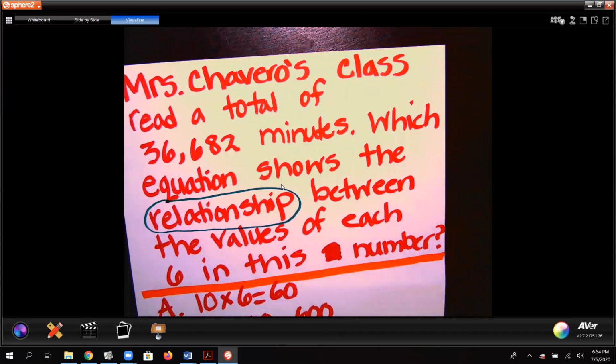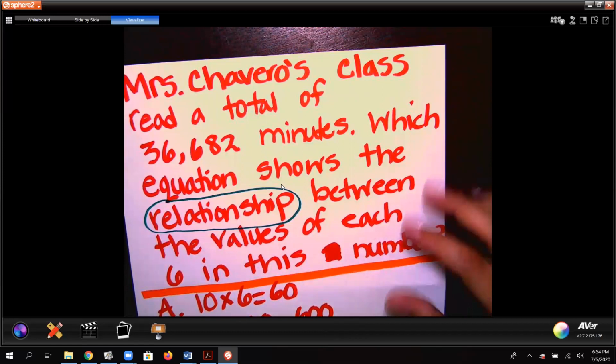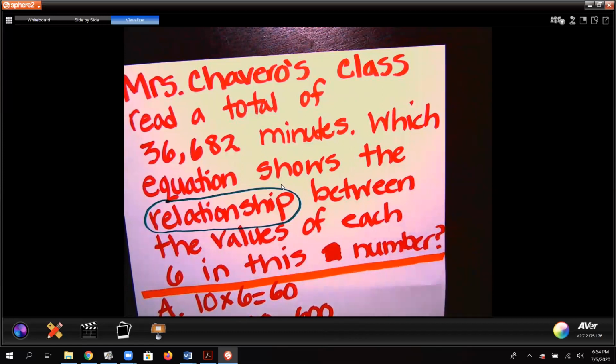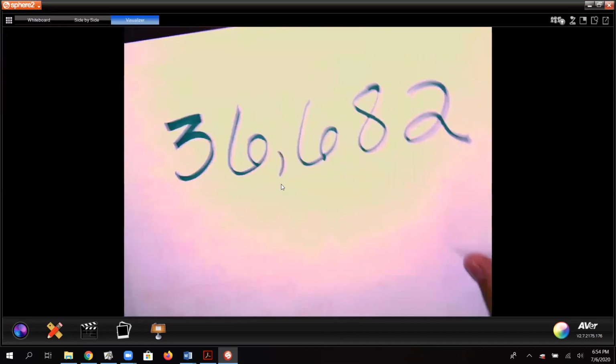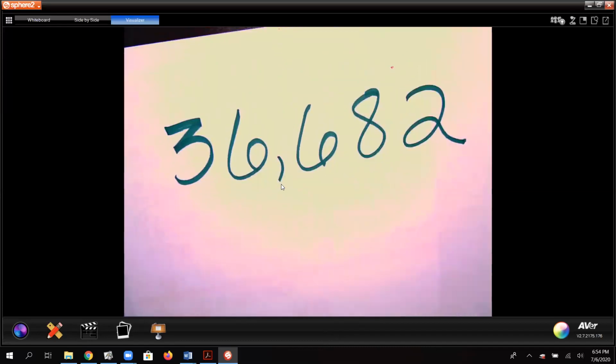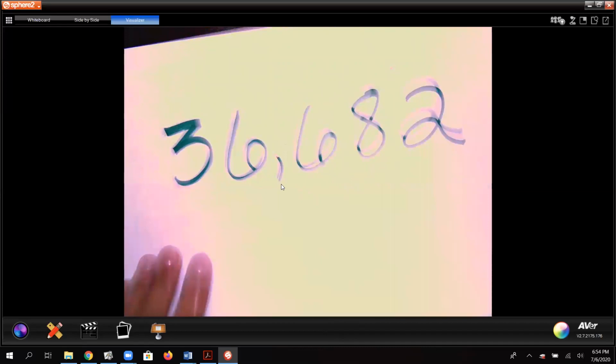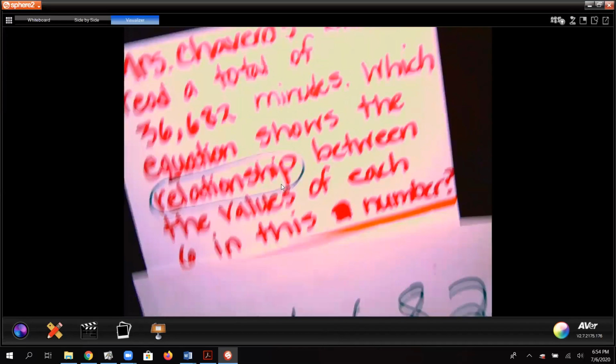And in place value and in numbers in general, there's a lot of relationship between numbers. So they have the number 36,682. And they want us to, and let's go back to the question. We always have to make sure that we understand the question.